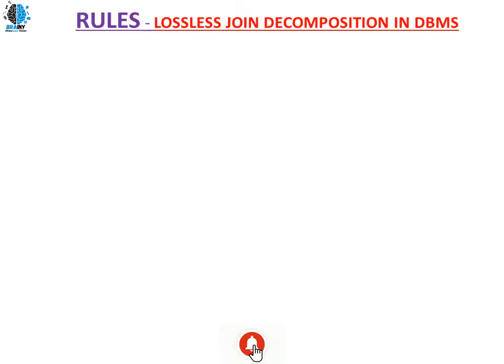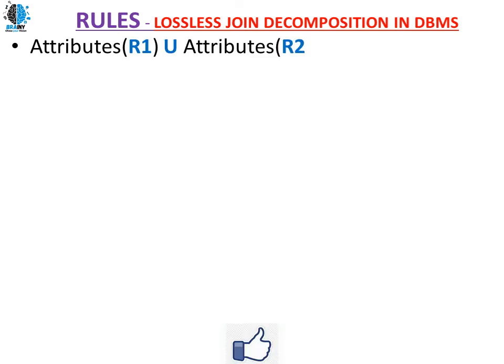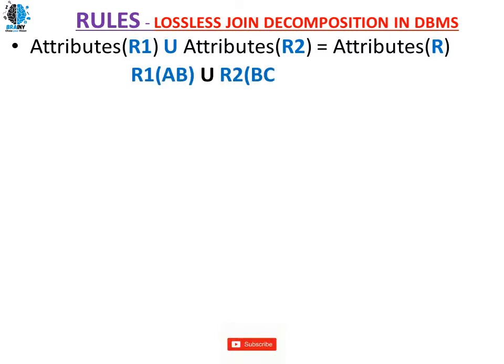Let's see the rules of lossless joint decomposition. The first rule says that if I take the union of attributes of relation 1, R1, and relation 2, R2, I should get the same attributes as in the original relation R. For example, R1 has attributes AB, and R2 has attributes BC, then the original relation is ABC. So this is our rule 1.